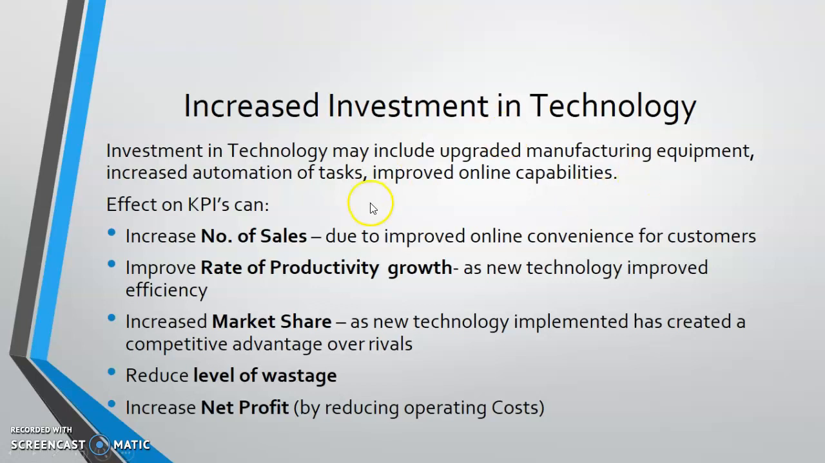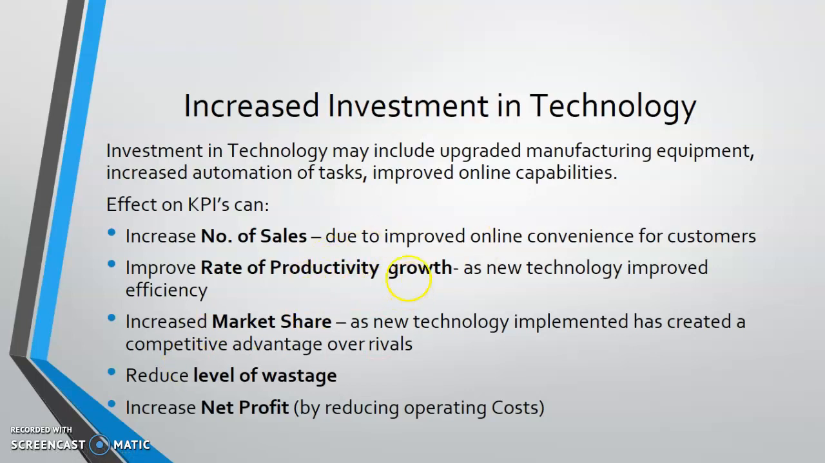Okay, now the effect on KPIs it can have is it increases the number of sales. Okay, because you have improved the online convenience for customers, it is going to improve sales, and for the businesses who keep up to date with technology, it is more convenient for customers to go to that business. Okay, so it is going to help increase your sales.